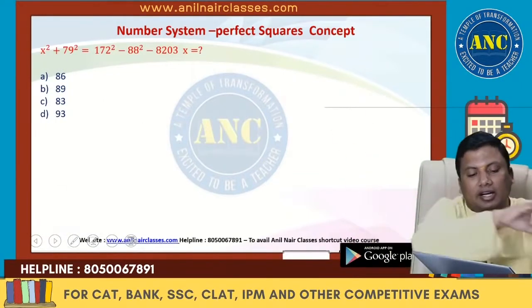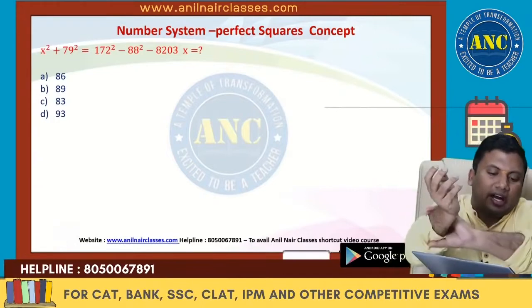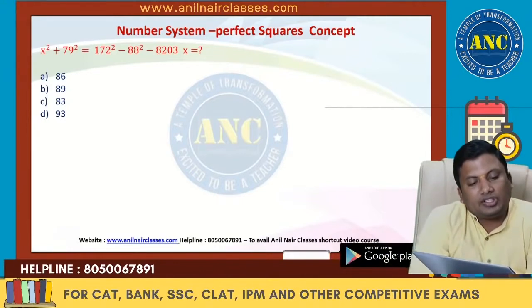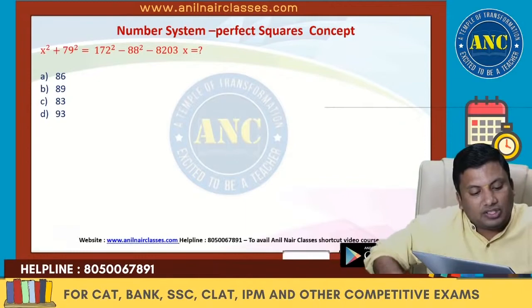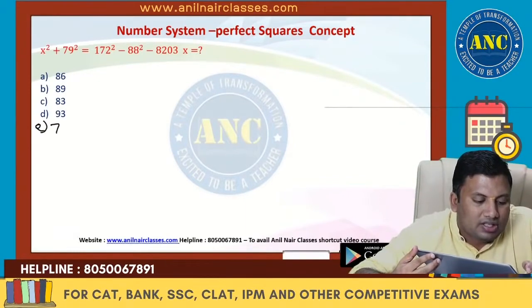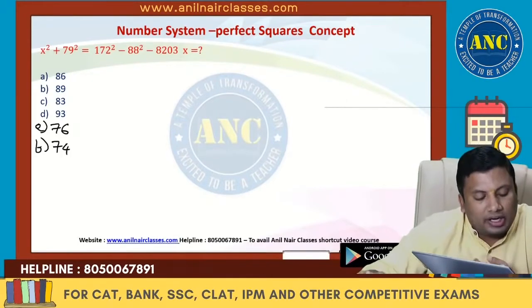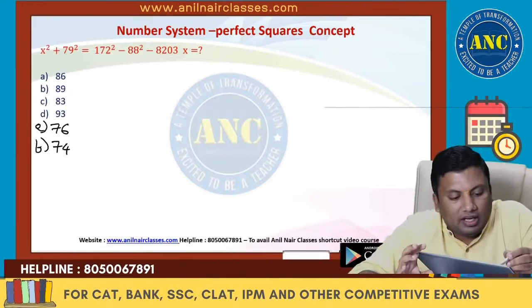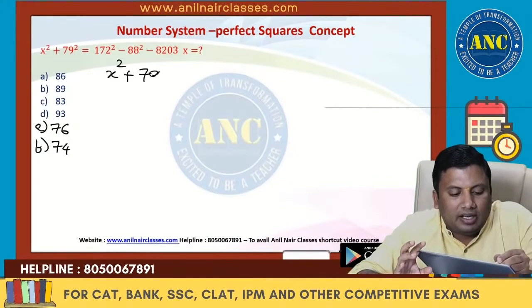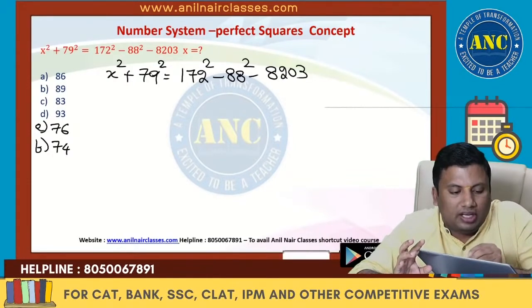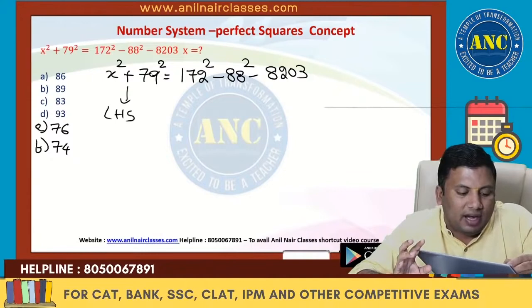Authors taking class and a teacher with less experience taking a class, Zameen aur Asman ka farak hai sir. Right? Now see here. X square plus 79 square equivalent to. First we will see, what if there is another option 76? What if there is another option 74? A student might also get this doubt, what if this option is not there? So x square plus 79 square equivalent to 172 square minus 88 square minus 8203. There are some values on the left hand side and some values on the right hand side.